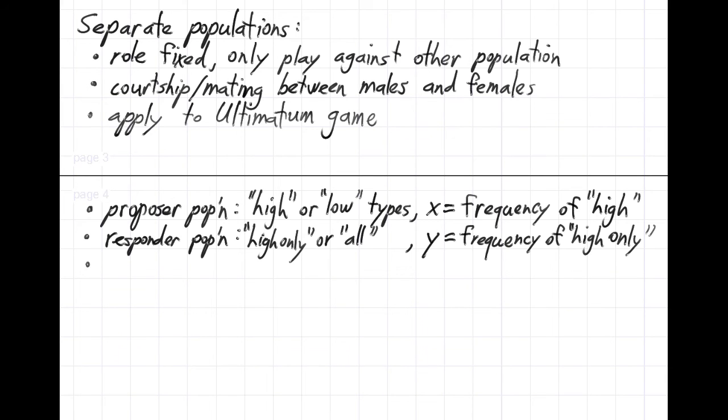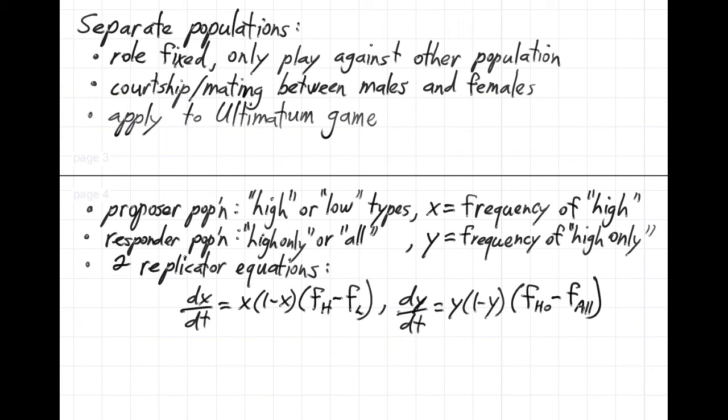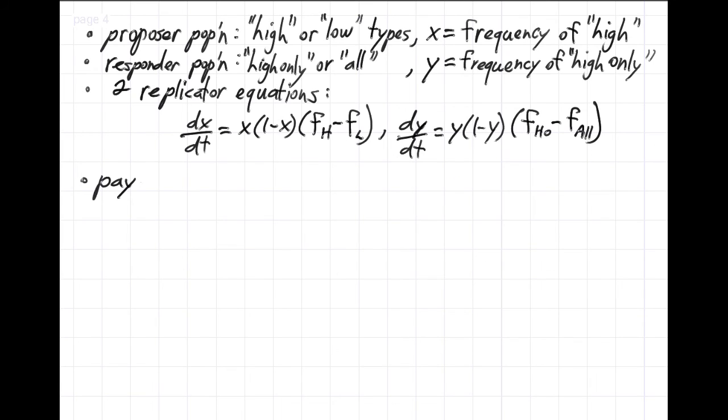The replicator equation still holds, but now there are two replicator equations. We have dx/dt equal to x times (1 minus x) times (fH minus fL). That's the fitness of the high offers minus the fitness of the low offers. And for y, we have dy/dt equal to y times (1 minus y) times (fHO minus fAll). So HO is high only. Now what happens here is the payoffs depend on who you're playing against, so it depends on the other population. Let's see what that looks like.